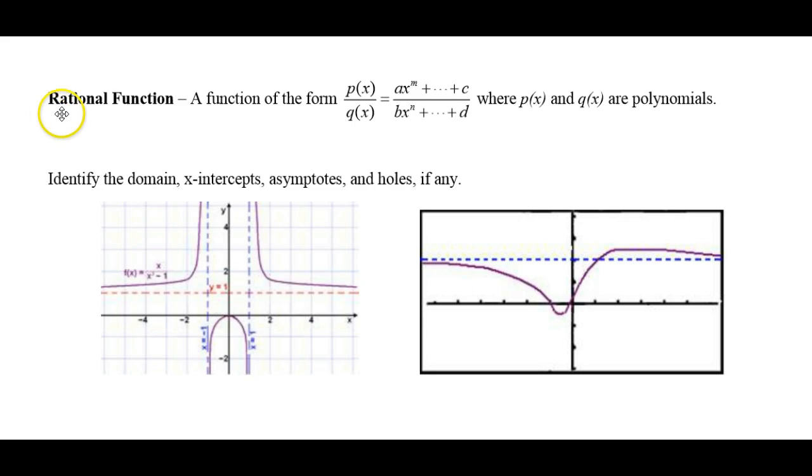Rational functions. We'll start by defining a rational function. A rational function is a function of the form p of x divided by q of x, where p of x and q of x are both polynomials.